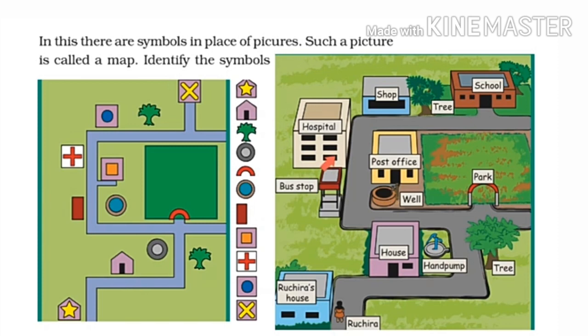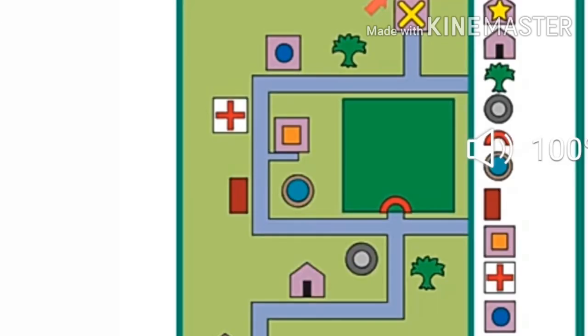Now you observe these two pictures and compare them. What is the difference you find? On the right side, Rujira's house is represented by a building, but in the left side picture it is represented by a symbol. Like that, the hospital is represented by a building on the right side and on the left side it is represented by a symbol. Like that, all things were represented by symbols.